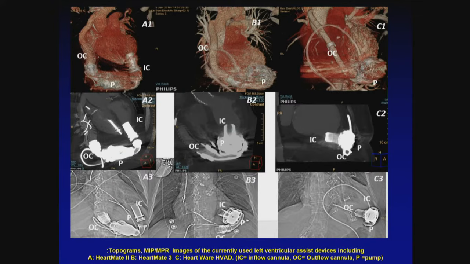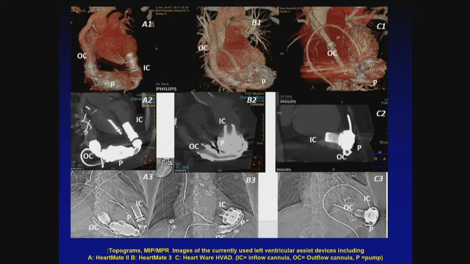the current types of LVAD you're going to encounter clinically. So this one we went through already. This is the HeartMate 2, widely used up until several years ago, until it was replaced by the HeartMate 3, and this is currently the only approved LVAD to be implanted. But we do have quite a few patients with HVAD, so we need to get familiar with it.